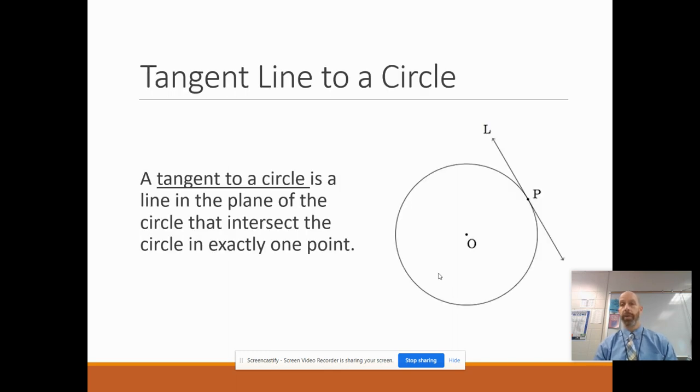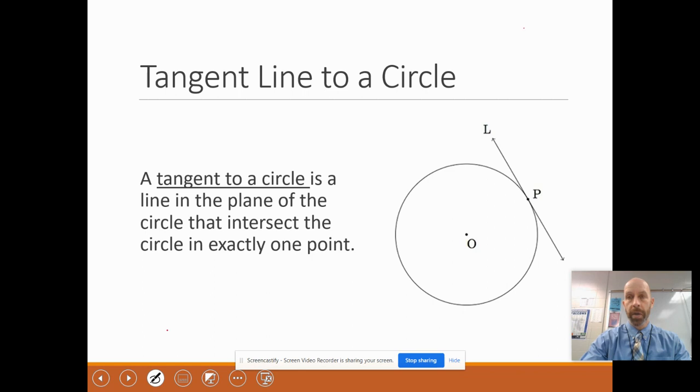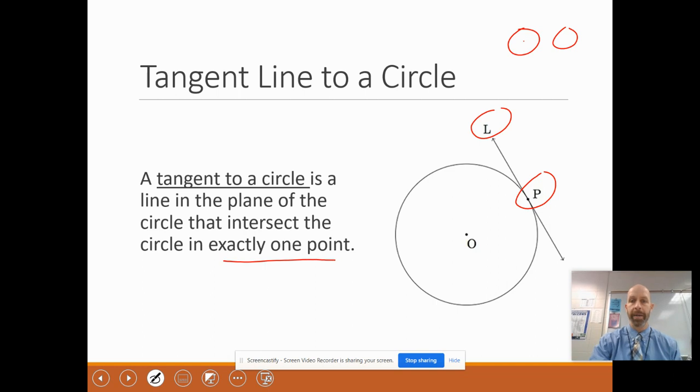So let's make sure we understand what a tangent line is to a circle. What I've got here is a diagram, and we can see we have circle O. Just as a reminder from last week, we would write circle O with a circle with a dot in the middle, that means circle, and then O. So we would say that line L is a tangent to the circle because it intersects the circle at exactly one point.